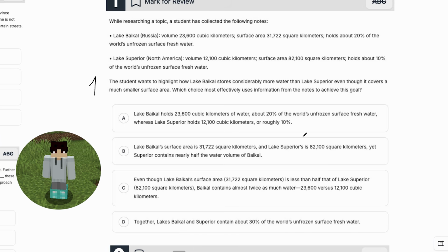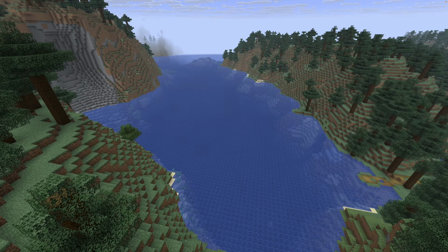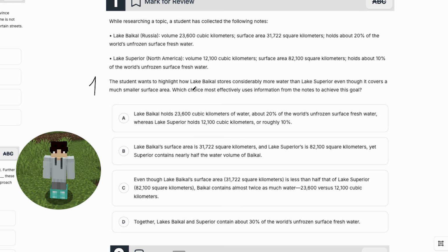I like to make sure I just understand the question by rephrasing it in my mind, kind of treat the question itself like the passage. They're trying to say that Lake Baikal has even more water in it than Lake Superior, even though it's a smaller surface area. So it's a smaller lake, but I guess it's deeper essentially.